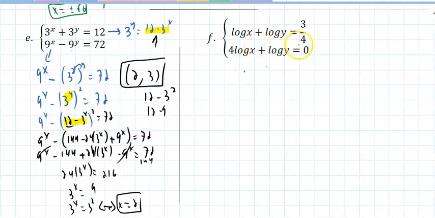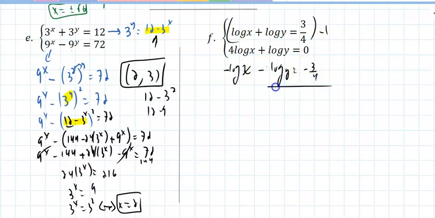Alright, last problem. Well, I'm going to use elimination as well. I'm going to multiply the top equation by a negative 1. That becomes negative log of x minus log of y equals negative 3/4. And if I add, those cancel out. That will be 3 the log of x divided by 3. So I'm isolating the log by itself.